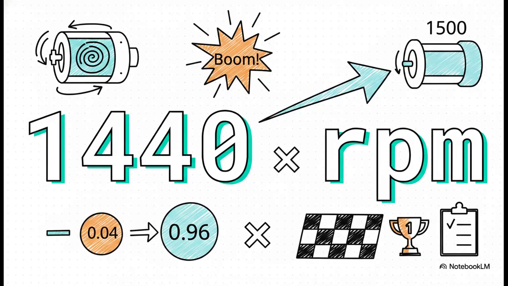Let's walk through that arithmetic real quick. 1 minus 0.04 gives us 0.96. Multiply our 1500 synchronous speed by that 0.96, and there we go, 1440 revolutions per minute. Our physical rotor is spinning at exactly 1440 RPM. Objective 1 is officially in the books.